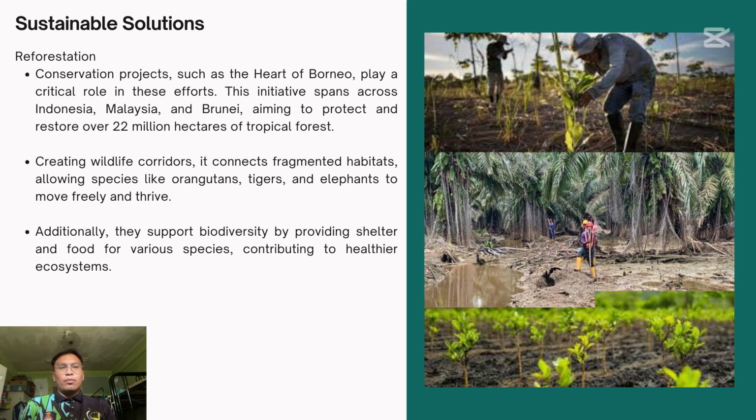This will create wildlife corridors, which connect fragmented habitats and allow species like orangutans, tigers, and elephants to move freely and thrive. Additionally, they support biodiversity by providing shelter and food for various species, contributing to a healthier ecosystem.